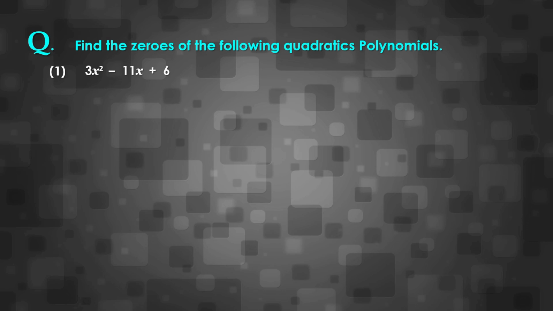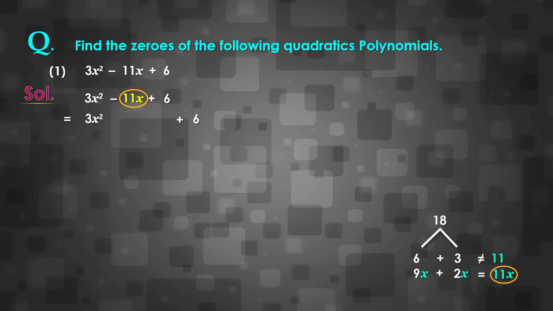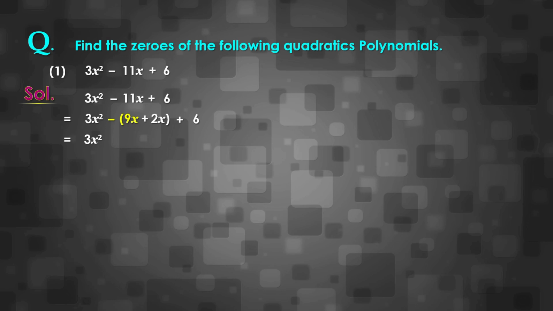Now let us find the zeros of the quadratic polynomial 3x squared minus 11x plus 6. First, we multiply the coefficient of x squared and the constant term. 3 multiplied by 6 gives 18. Now we look for two numbers whose product is 18 and whose sum is minus 11. The numbers are minus 9 and minus 2. Now we split the middle term minus 11x into minus 9x minus 2x. So the expression becomes 3x squared minus 9x minus 2x plus 6.